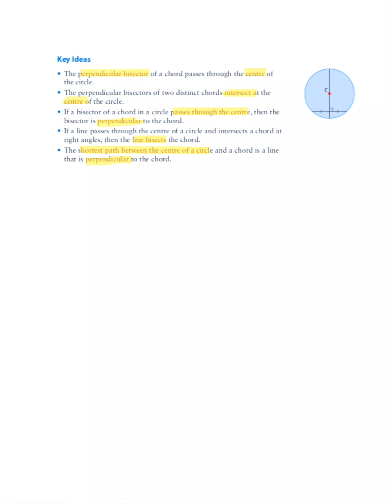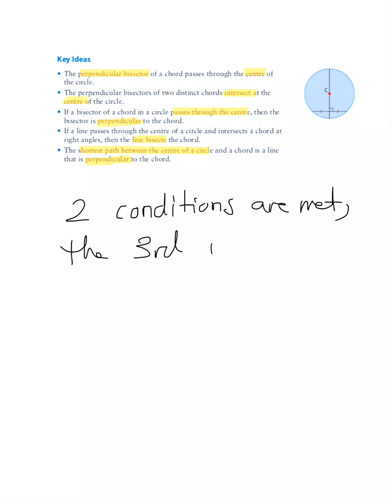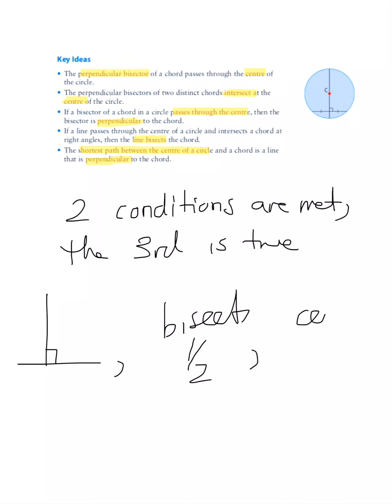Okay, so the things to remember from this slide is that basically if two conditions are met, then the third is true. And so the three conditions are: it's perpendicular, it bisects, which means cuts in half, and it goes through the center of the circle.